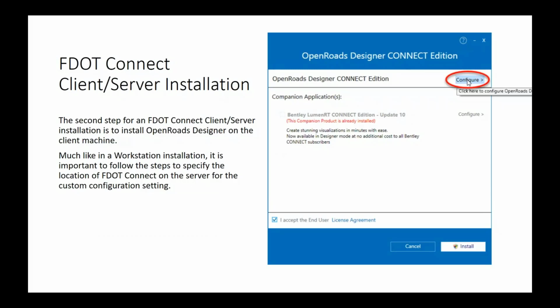After you've done that, the second step for an FDOT Connect client server installation is to install OpenRoads Designer on the client machine. And much like that workstation installation, you can follow those important steps in the FAQ and the install guide to select Configure to specify the server location of FDOT Connect. So whereas with a workstation, you're specifying a local location, with client server you're going to specify the server as the location. So don't specify the client location in OpenRoads, it's the server you're looking for.